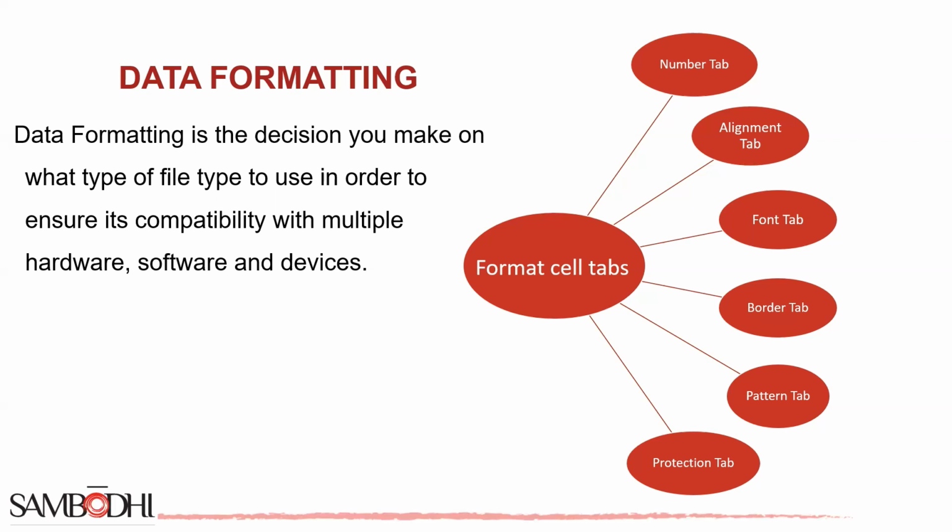Then is the Pattern tab. The Pattern tab in the Format Cells dialog box sets the background color of the selected cell. You can also use the pattern list to apply a two-color pattern or shading for the background of the cell. Now, to shade with patterns, follow certain steps. Select the cell to which you want to apply shading. On the Format menu, click Cells and then click the Pattern tab.